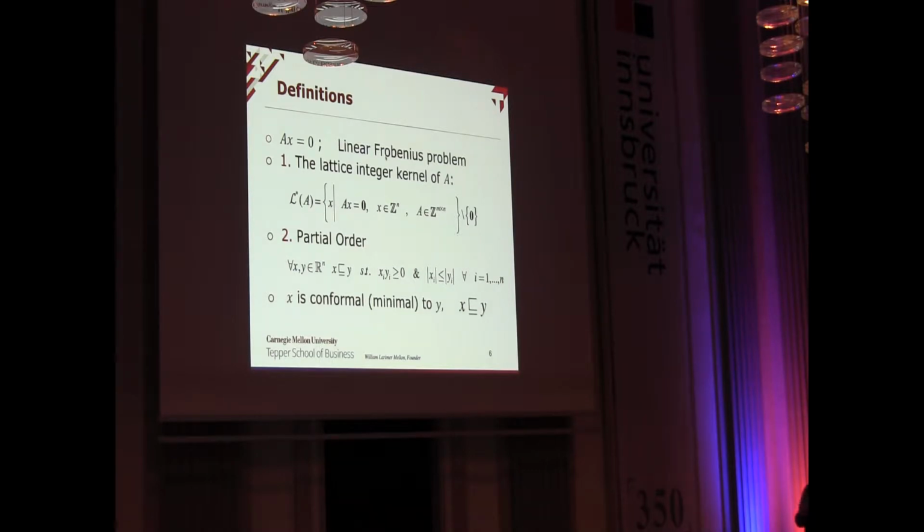A partial order between two vectors x and y basically is the fact that, first, both vectors have to have the same sign, meaning both of them have to be in the same orthant. Orthant is the generalization of the quadrant. And then, if the absolute value of the one is less than the absolute value of the other on all of the elements, then we can say x is conformal, or conformal minimal, to y, and we show it with that term.